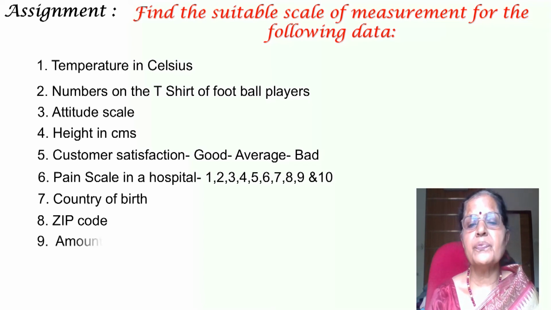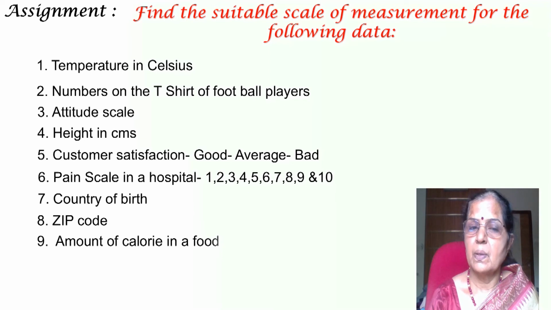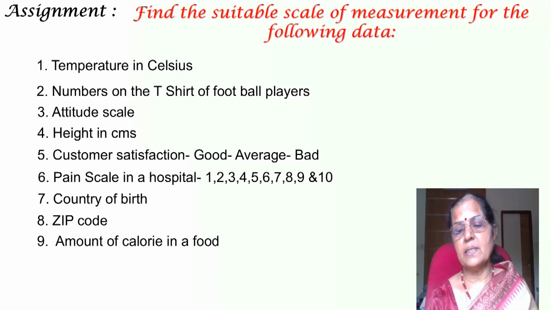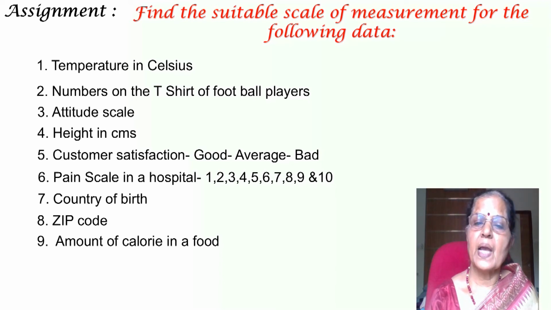And ninth one, amount of calories in your food. It is in ratio scale because the categories are there, order is there, and there is equal interval between the values. For example, the difference between 11 calories and 10 calories is the same as the difference between 25 calories and 26 calories. And 0 is true because there can be absolutely no calorie in the food also. That is also possible. So this is in ratio scale.